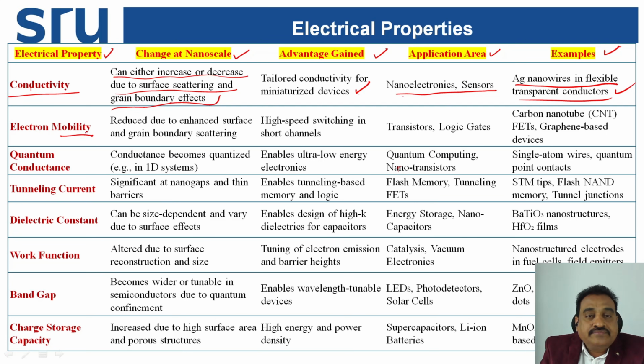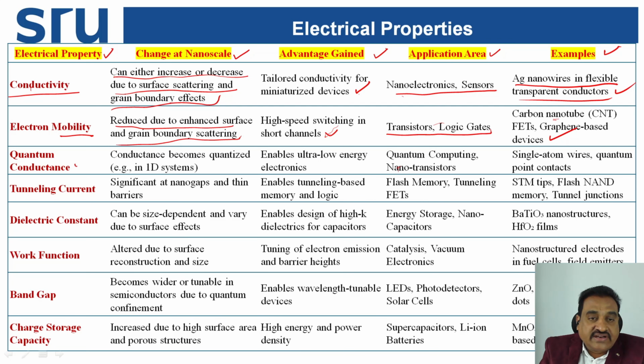Electron mobility. Due to the reduced to enhanced surface and grain boundary scattering, this is the nanoscale change. What is the advantage? High speed switching in short channels we can observe. So these are used in transistors and logic gates. What are the examples? Carbon nanotube FETs and graphene based devices.